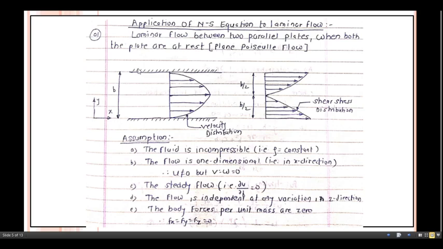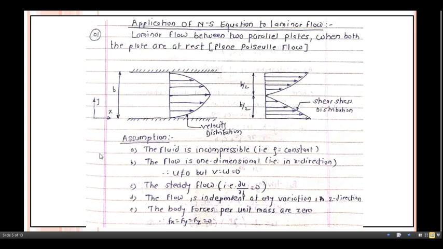Okay, so here is a fixed plate, here is another fixed plate, and flow passing through both the fixed plates. So here we can get that shear distribution. Now how can we get this pattern? Okay, this will be clear to you in the coming part.